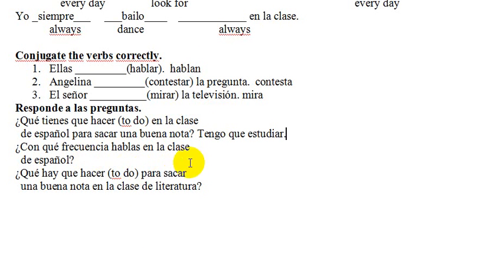This one says, how often do you speak in Spanish class? So we'll say, I speak a lot in Spanish class. Hablo mucho en la clase de español. And the last one is asking you, what must one do to get a good grade in literature class? So one must write, hay que escribir, maybe.